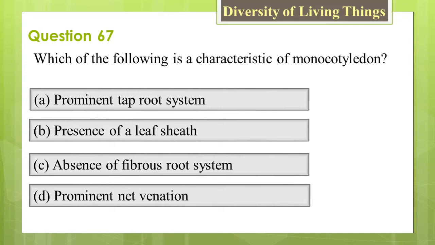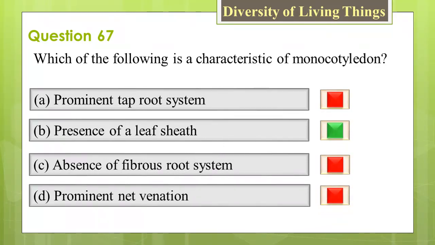Question 67. Which of the following is a characteristic of monocotyledons? A, prominent taproot system. B, presence of a leaf sheath. C, absence of fibrous root system. D, prominent net venation. Which of the following alternatives is the correct alternative? The best alternative is B, presence of a leaf sheath.